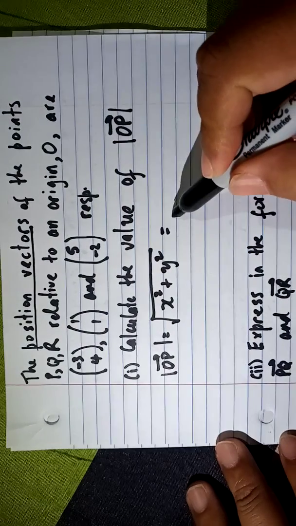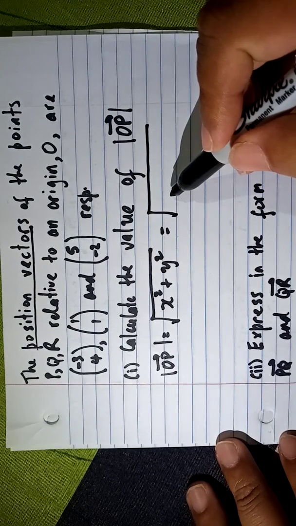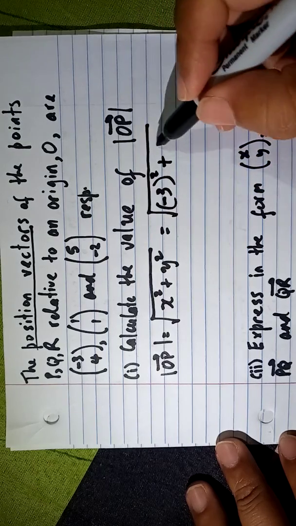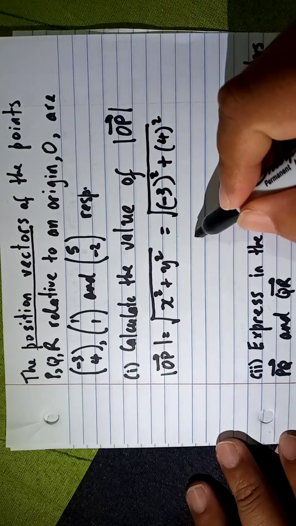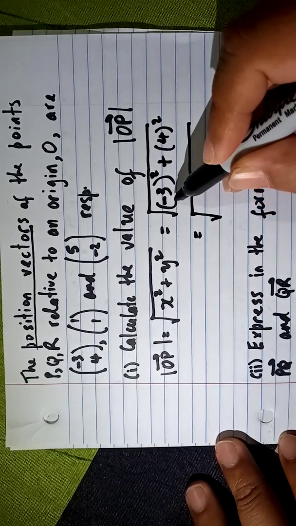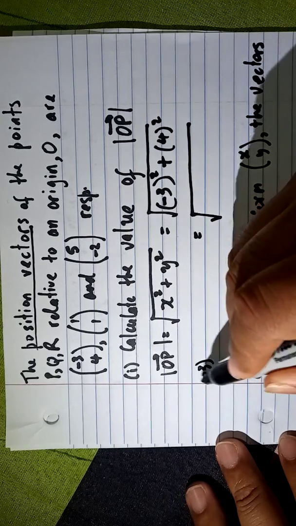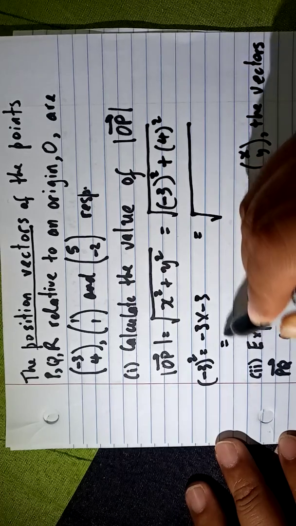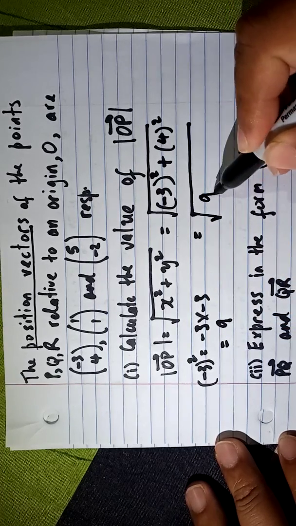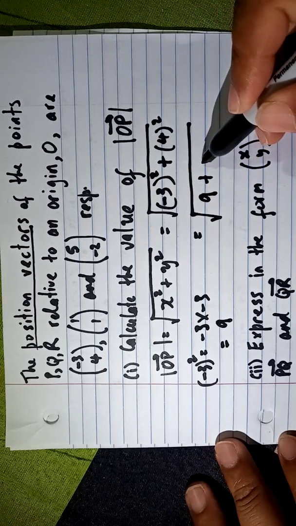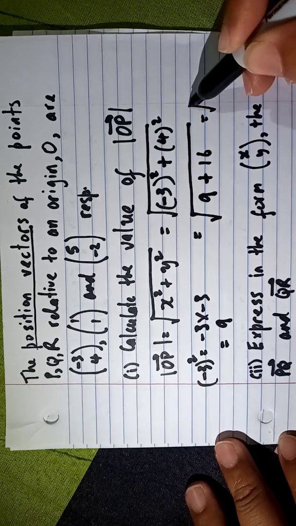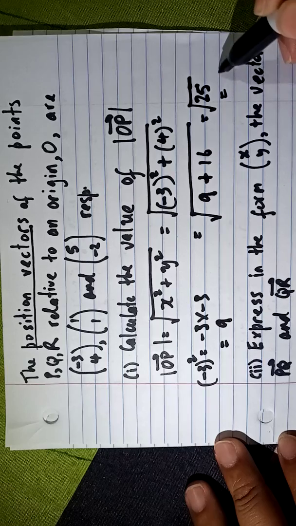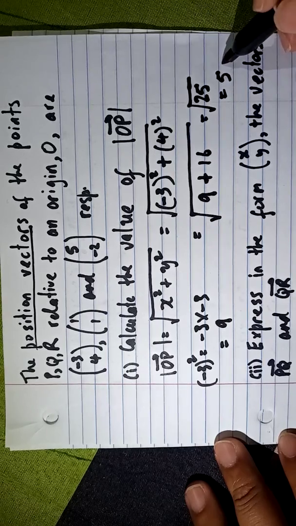So it's going to be the square root of -3 squared plus 4 squared. -3 squared is -3 multiplied by -3, which is +9, so put 9 there. 4 squared is 4 times 4, which is 16, and we end up with the square root of 25. We know the square root of 25 is 5, so the answer is 5 units.